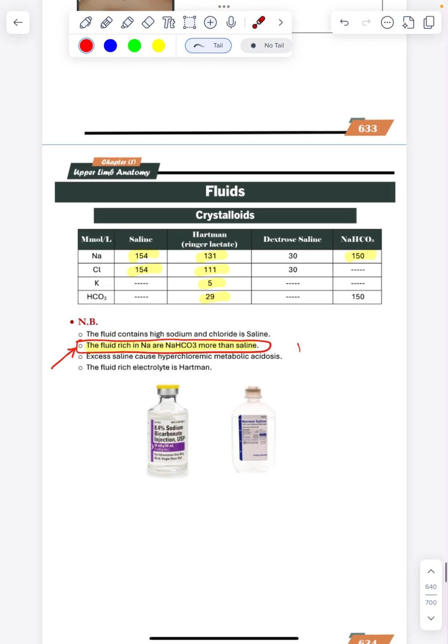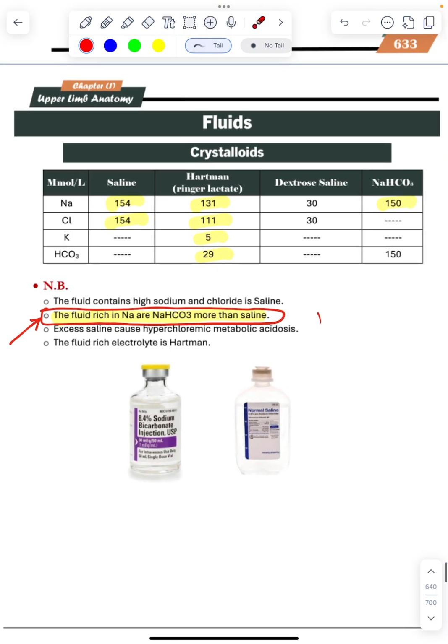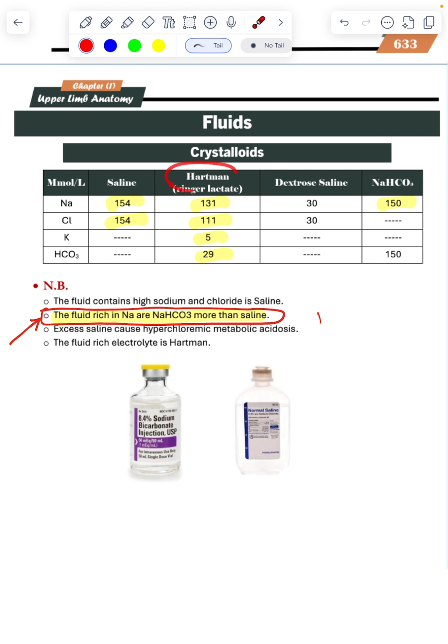Now this is important: IV fluids. The most important is Hartmann for resuscitation. Saline contains sodium and chloride. Hartmann contains sodium, chloride, potassium, bicarbonate. All 4 ions. Cations and anions both are there.